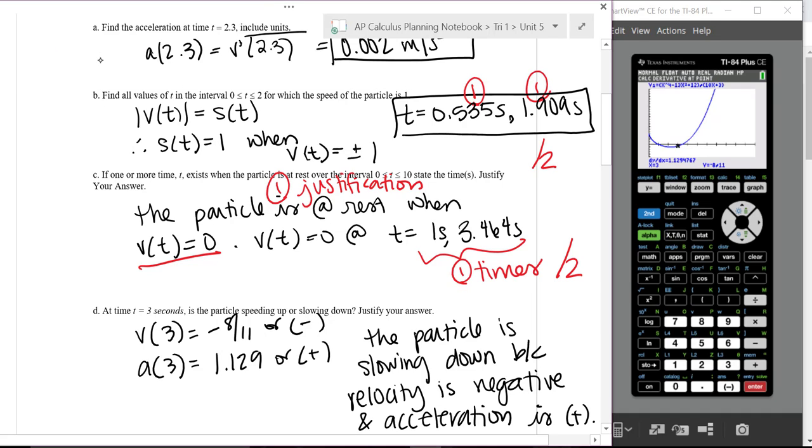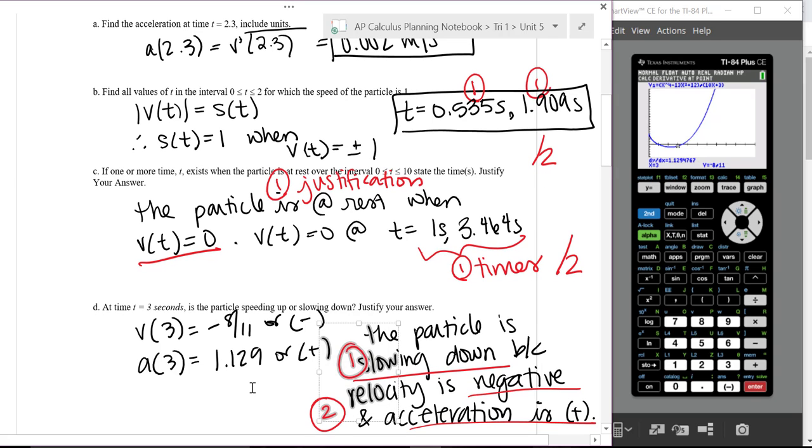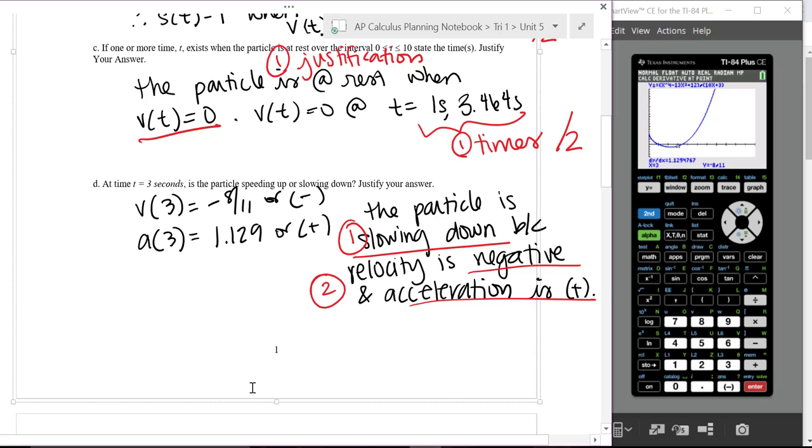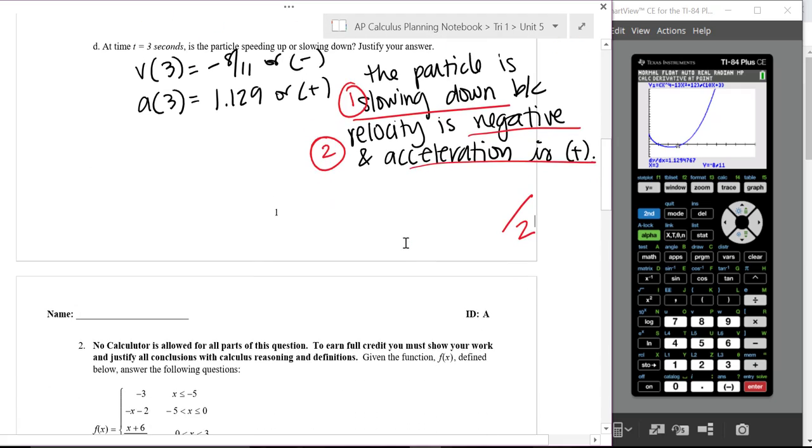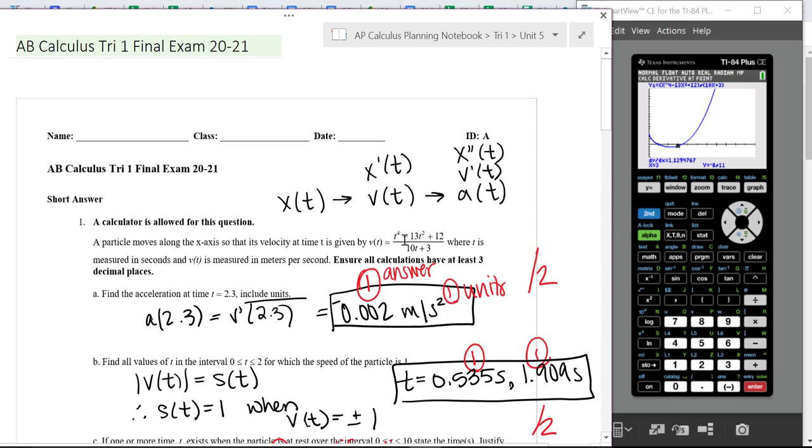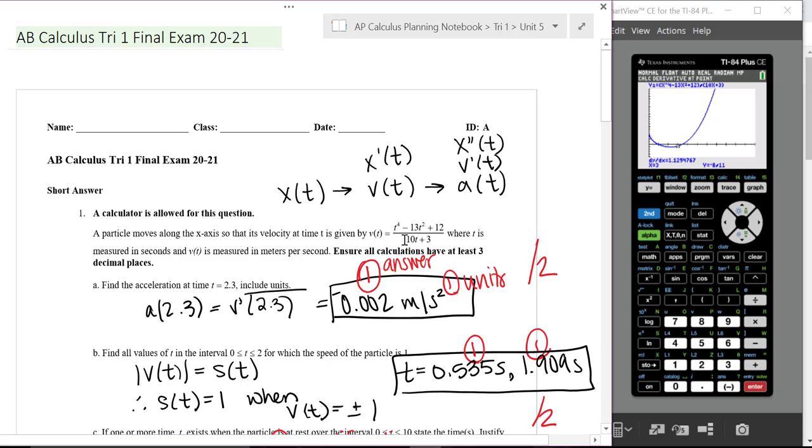This was also 2 points. So 1 point for saying slowing down, right? So that's that 1 point. And then another point for that justification, and that would be naming the fact that those signs are opposite, or that velocity is negative and acceleration is positive. It's important to note that you do need to name more than just saying they have different signs. You need to have somewhere that shows that you knew that velocity was negative and acceleration was positive in this scenario. Total for number 1 was out of 8 points.